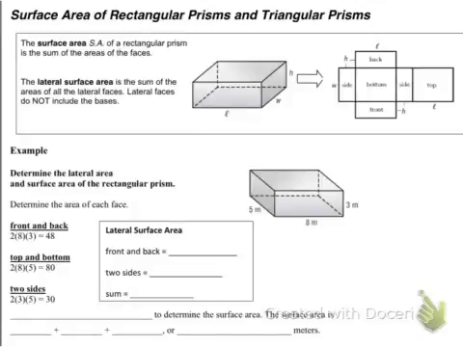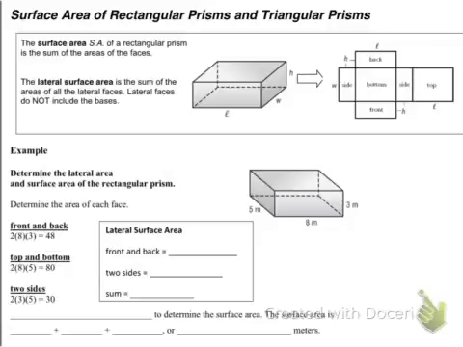Okay, so we've already looked at rectangular prisms and triangular prisms and how to find the volume. When we were finding volume, we were looking at how much space was inside the three-dimensional figure, and we measured that in cubic units. Well, there's one other thing that we can do with three-dimensional figures, and that is find their surface area.